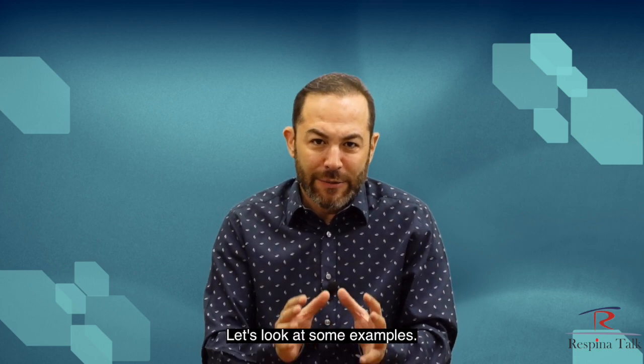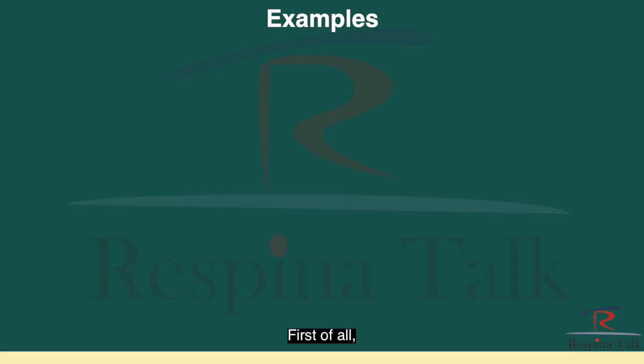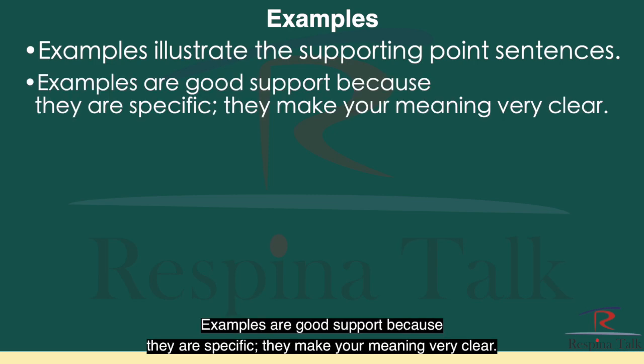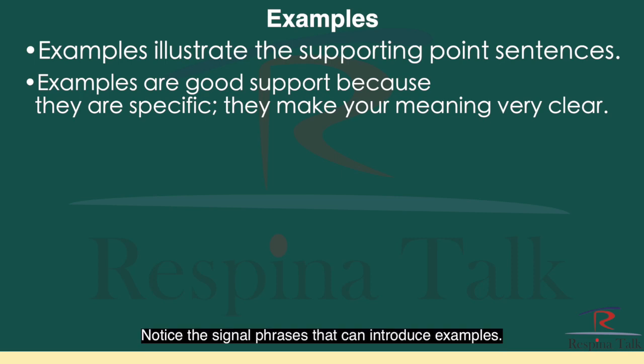Now, let's look at some examples. First of all, examples illustrate the supporting point sentences. Again, examples illustrate the supporting point sentences. Examples are good support because they are specific and they make your meaning very clear. Notice the signal phrases that can introduce examples.